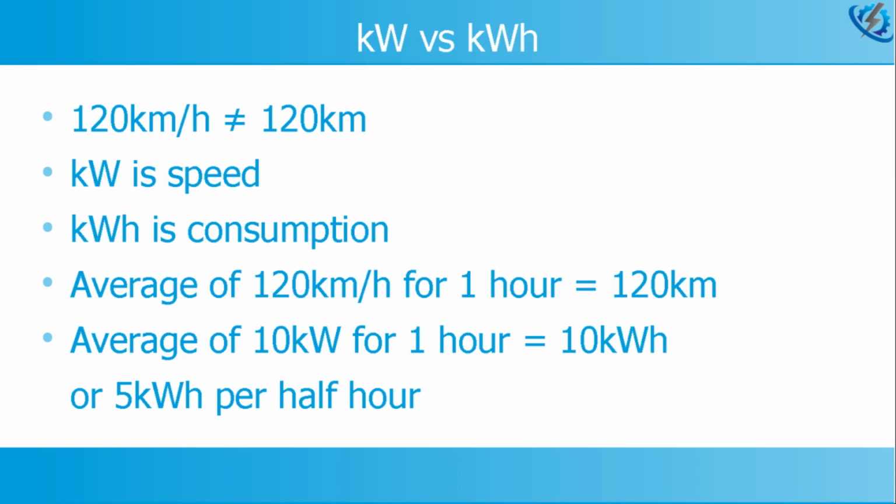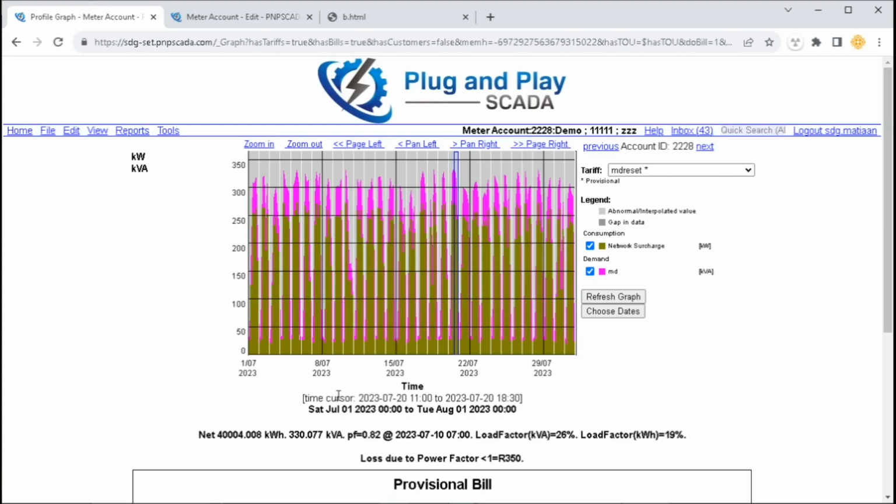That being said, often when kilowatt is given, it is actually the average kilowatt over the integration period. In this case you can convert between kilowatt and kilowatt-hour. So just as traveling an average of 120 kilometers per hour for an hour means you traveled 120 kilometers, so too, using electricity at an average of 10 kilowatt for an hour means you use 10 kilowatt-hour, or 5 kilowatt-hour per half hour.